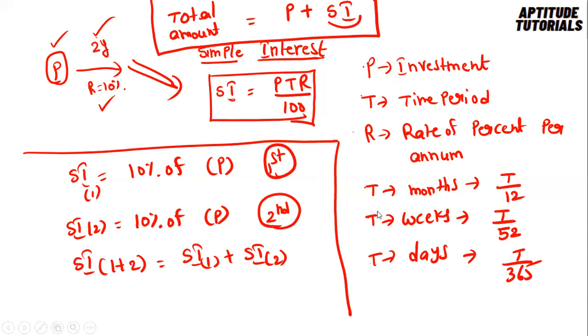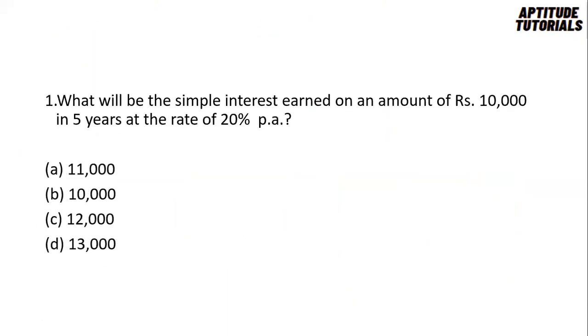So let's solve a problem. What will be the simple interest earned on an amount of rupees 10,000 in 5 years at the rate of 20% per annum? What will be the simple interest? They're asking us to calculate the simple interest on an amount of 10,000, and 5 years is the time period. Rate of interest is 20%. This is our rate and this is time period, and this is nothing but the principal.